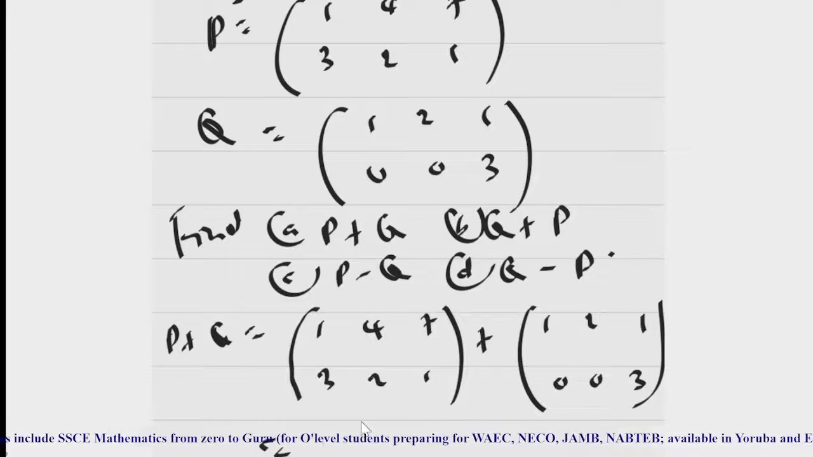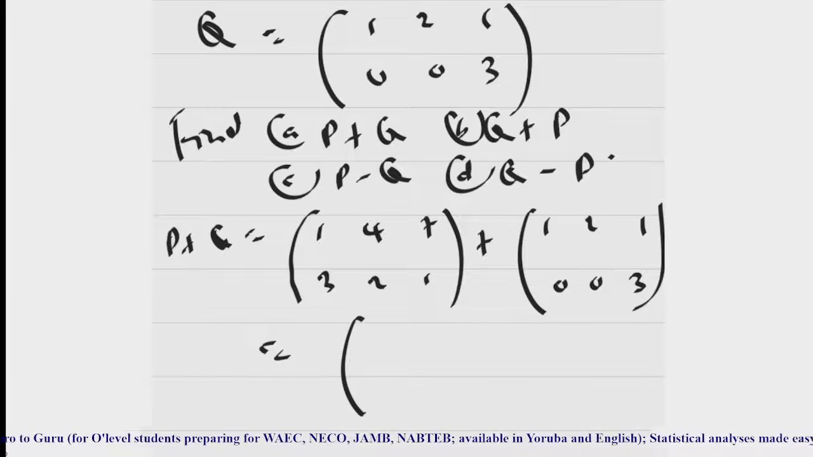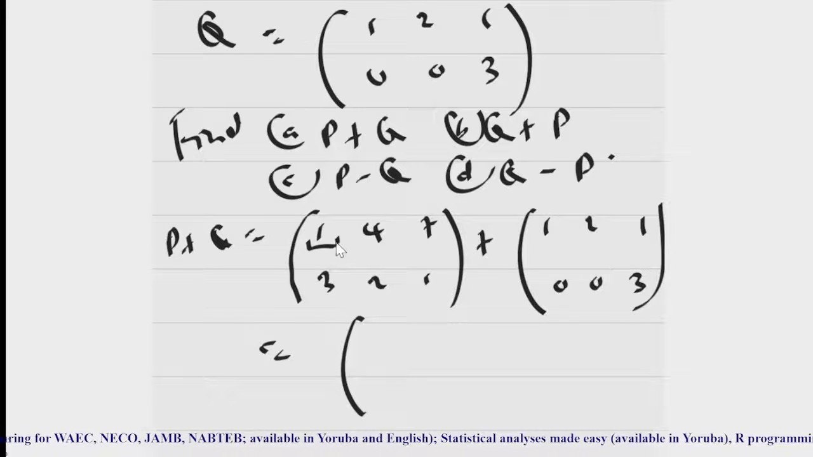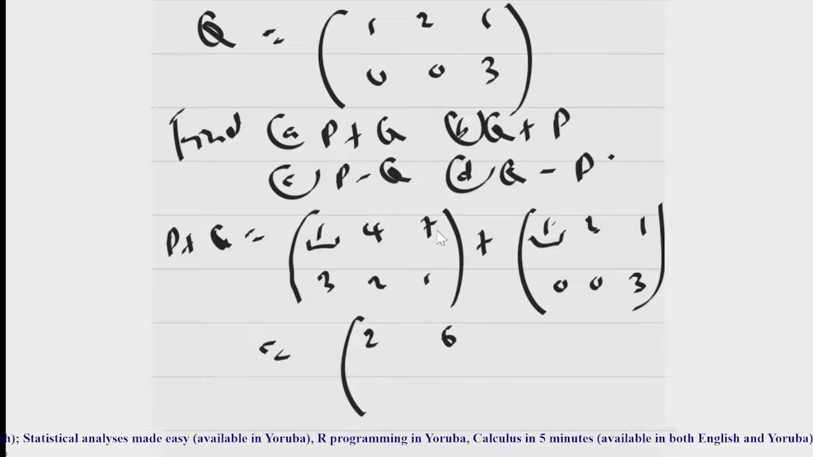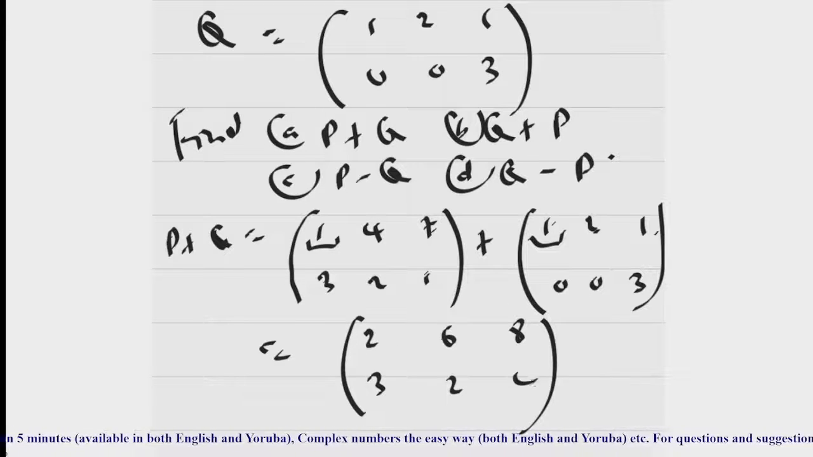Then you start your addition just like a normal addition, but what you have to take into account is that you add the first row, first column of this matrix with the first row, first column of this matrix. So this will give me 1 plus 1, that is 2, 4 plus 2, 6. Then row 1, column 3 of this matrix with row 1, column 3 of this. So 7 plus 1, 8, 3 plus 0, 3, 2 plus 0, 2, 1 plus 3, 4. I hope you understand. It's as simple as that.